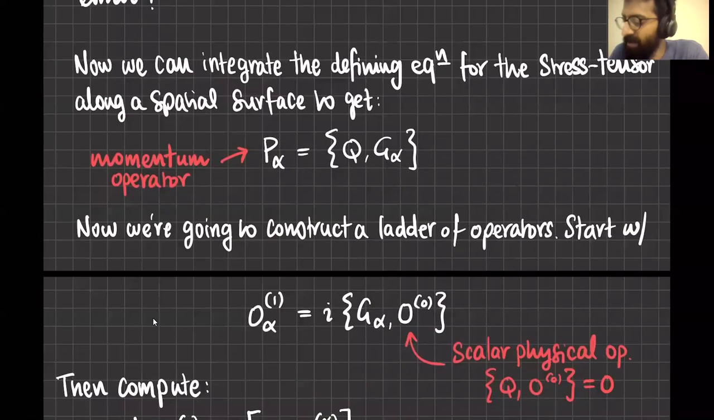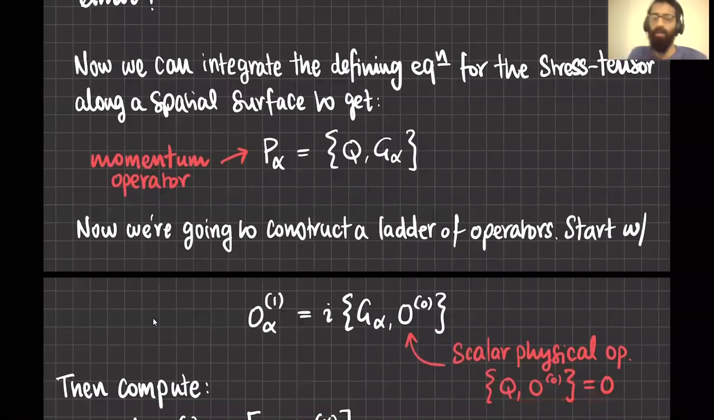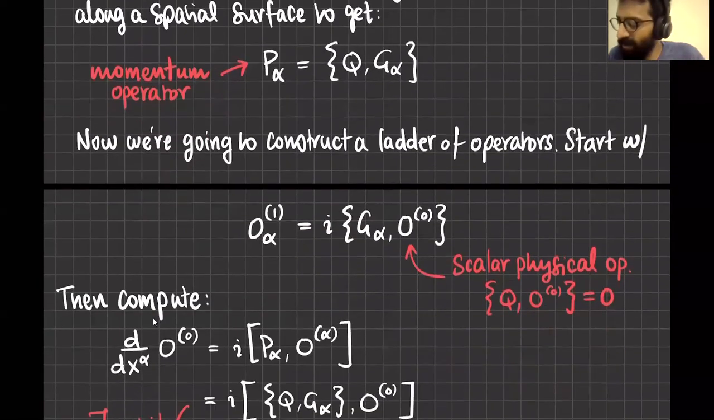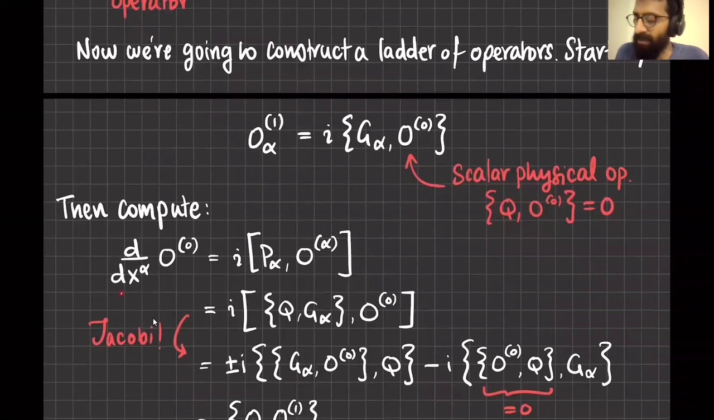Yeah. So we have started with a scalar physical operator, which means that the Q commutator with this operator is 0. And now I'm going to act on this with G alpha. I'm going to call this O1 alpha. Now I'm going to compute d by dx of O0. And d by dx of O0 is just a momentum generator. So if I want to compute this, I just take the commutator with the momentum generator.